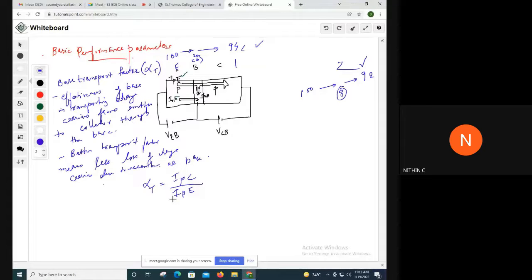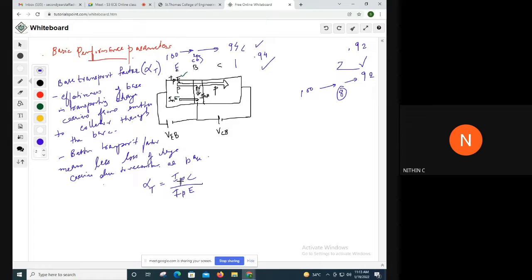IPC by IPE. So, in this specific example the base transport factor will be 0.94 and here it will be 0.92. Base transport factor in this case, right? 0.94. Why is that so? Because the recombination happening in this example is low. Recombination is less, so this base transport factor will be more.